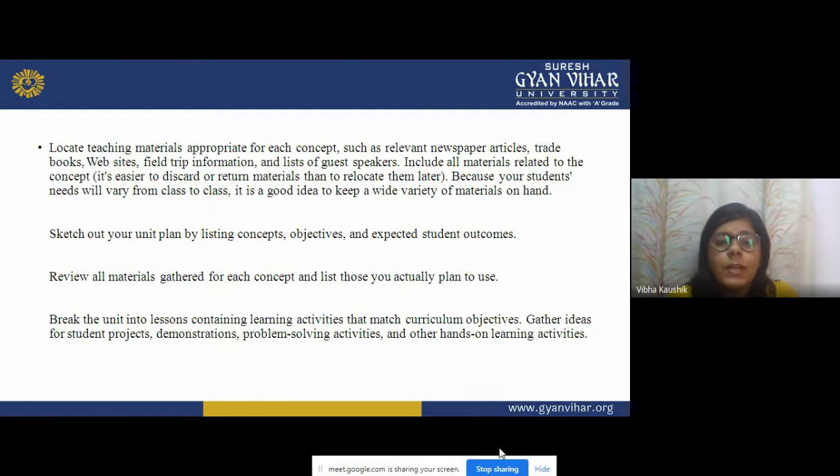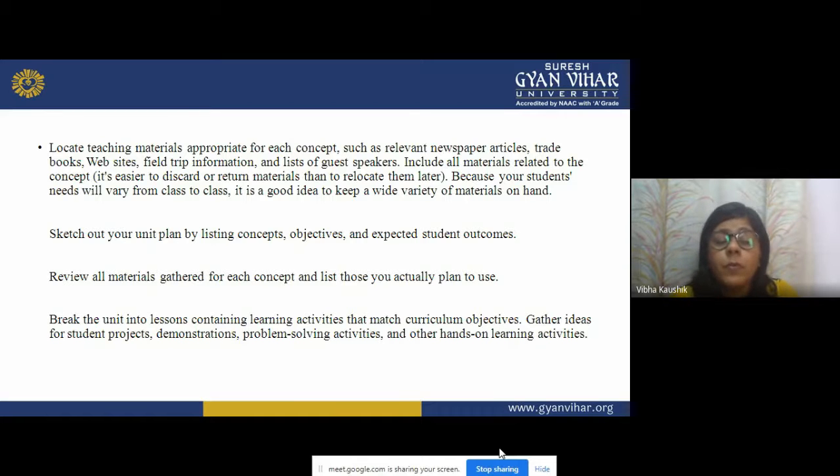You have selected the material. If that is not useful for you, then you can discard. Or return material means that material is not used by you during the teaching learning process, then you can return that. Then to reallocate them later means you have to plan the teaching methods, teaching materials with the planning of the lesson plan. They are saying that it's easier to discard the material if not used, return the material, but it is difficult to reallocate the teaching materials later on, because your students' needs will vary from class to class.